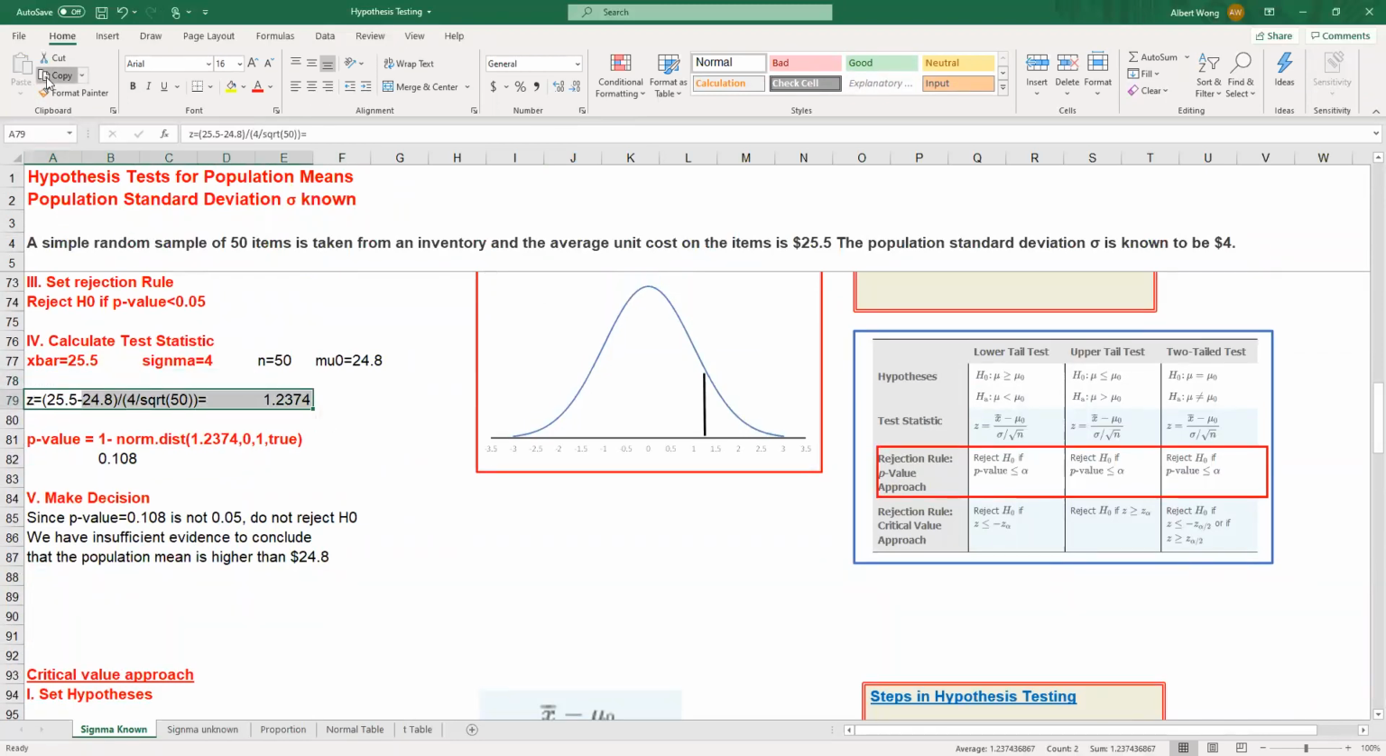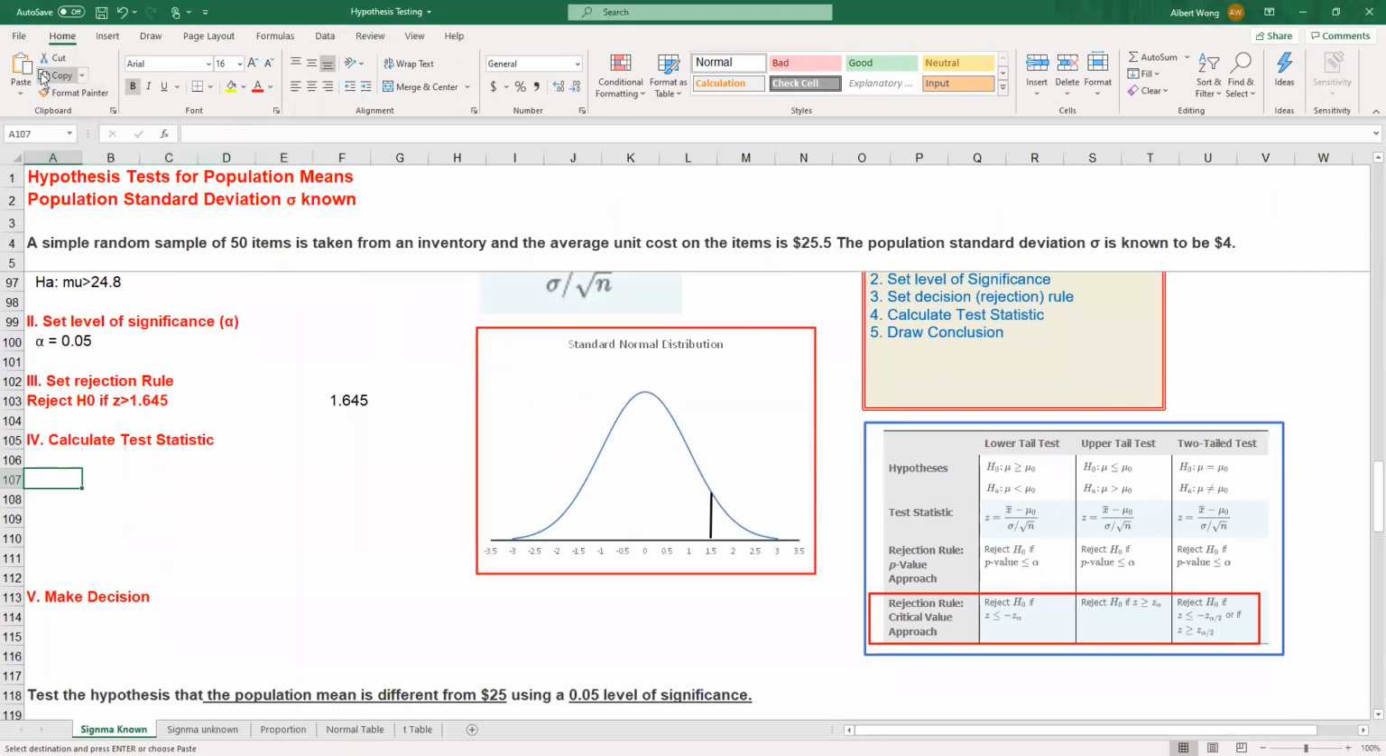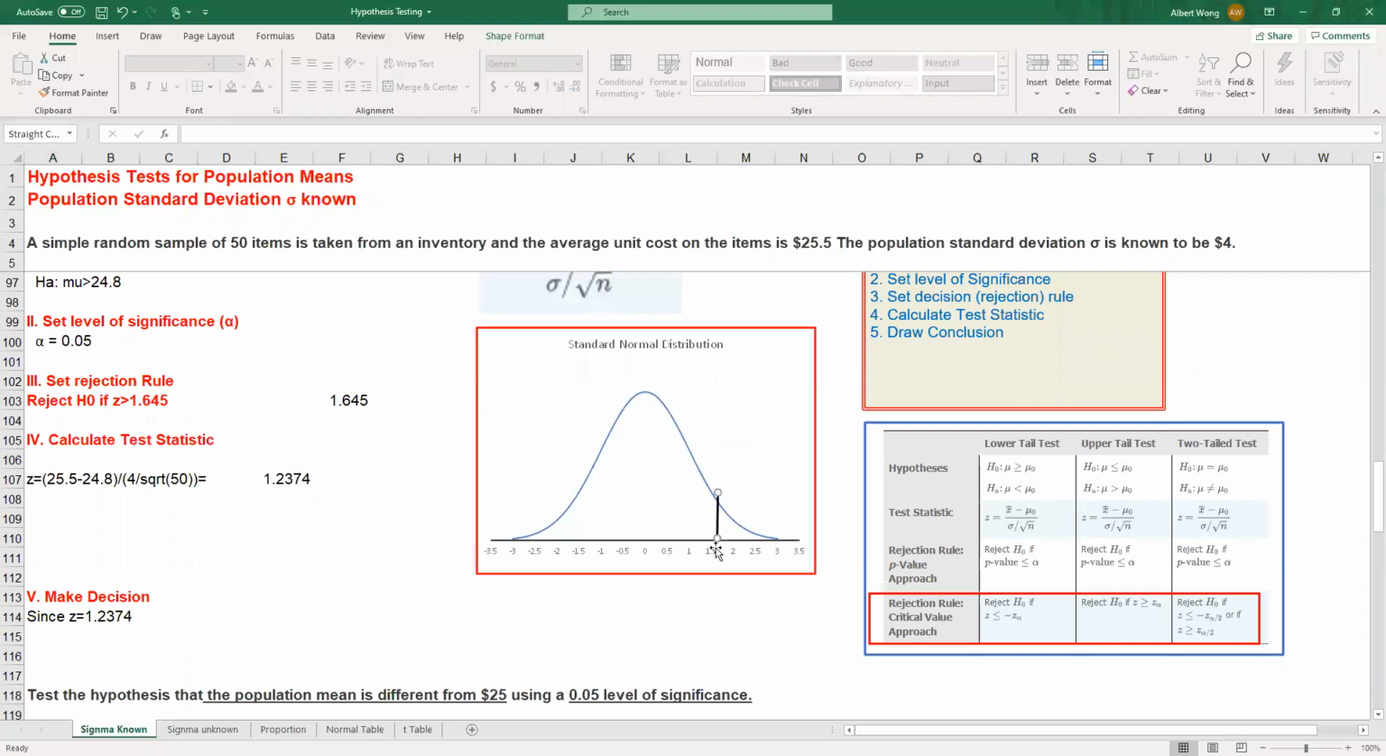You don't have to do anything different. And you don't have to calculate the p-value because you're using the rejection rule, the critical value approach, right? So now we can make the decision. The decision should be the same, but we write it a little bit differently. So we say since Z is 1.2374. Now, where's 1.2374? 1.2374 is here, and the critical value is here. The critical value is 1.645. This is 1.645, and our test statistic is here. So it's not in the critical region, and therefore we do not reject.